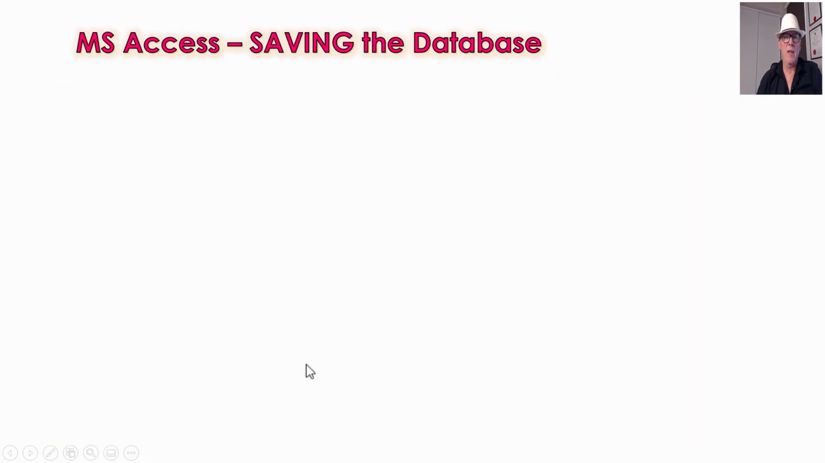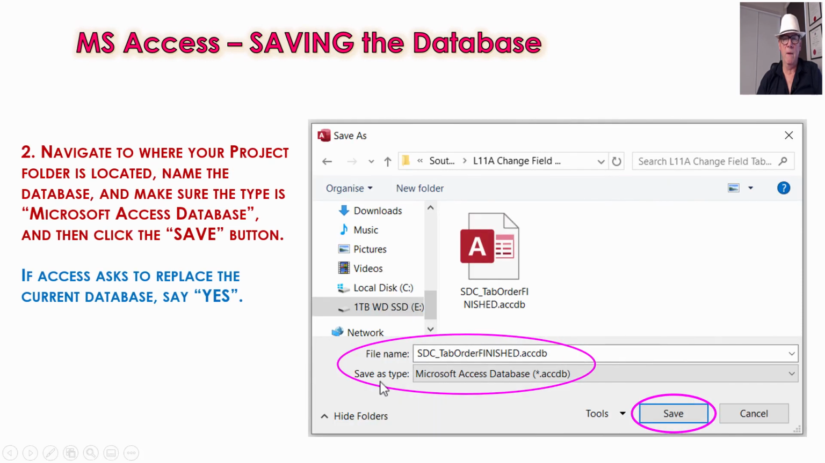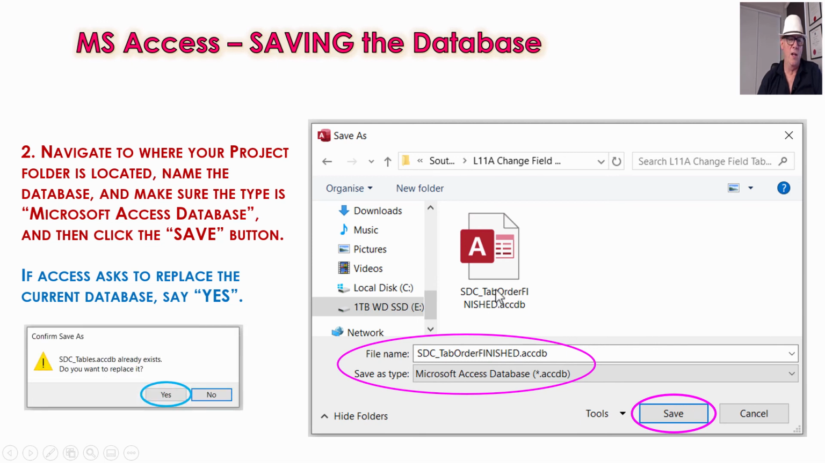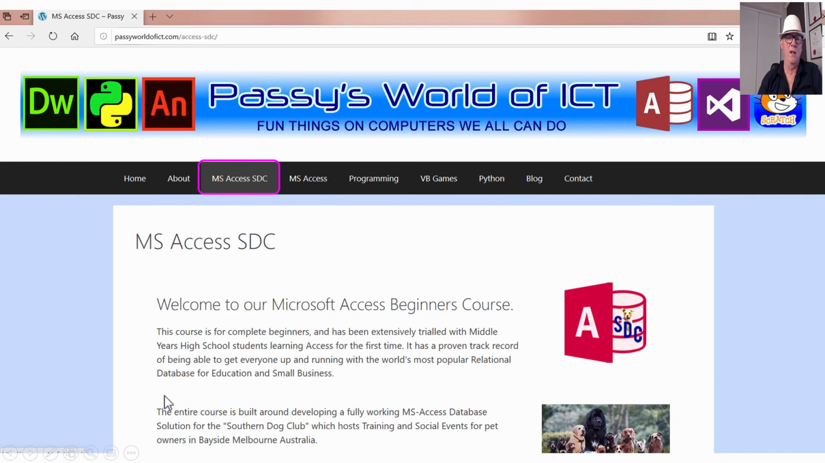Okay, so that's saving the database. Just find a folder where you're keeping your stuff. Call it tab order finished if you've got your one finished. We already had a finished one, so we just called ours demo done. Doesn't matter what you call it as long as you save it. If it's already there because you've saved it once before, just say yes to replace it.